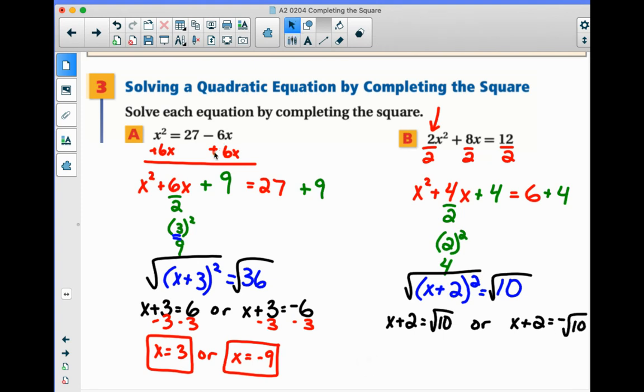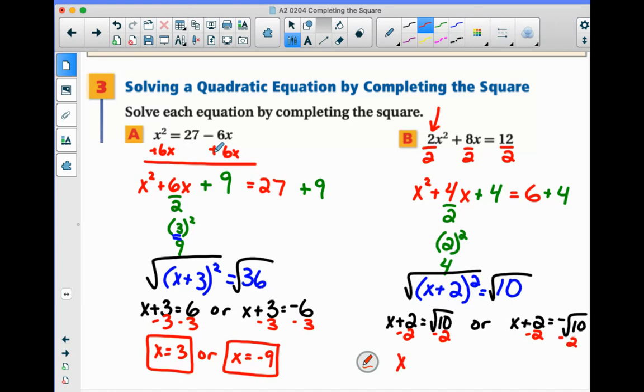Cool. Now what do we do to both sides? We subtract the 2. And remember, we're going to put our radicals at the back end. So we'll actually have x equals negative 2 plus root 10, or x equals negative 2 minus root 10. It gets a little wild, it gets a little crazy.